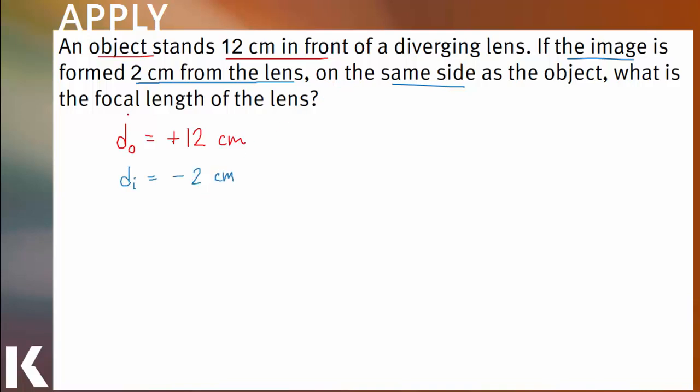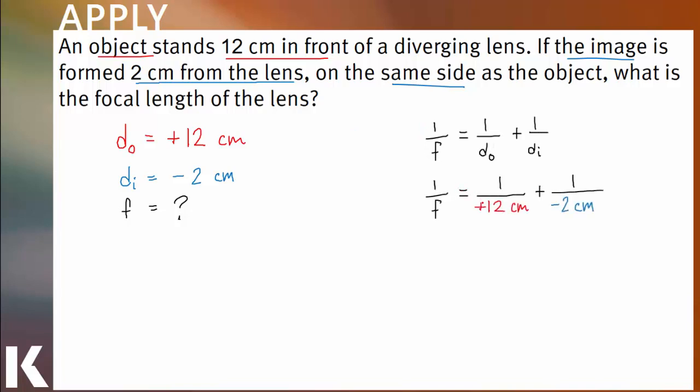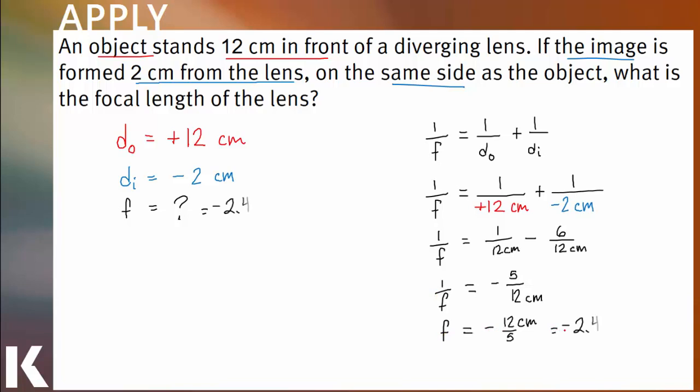Finally, we're looking for our focal length, so let's set that up as f equals question mark. Now, to solve this, we're going to need our thin lens equation. We're going to plug these terms in, and here we have 1 over 12 minus 1 over 2. In other words, 1 over 12 minus 6 over 12, because we got to find that common denominator. Once we work out the arithmetic, we're going to get 1 over f equals negative 5 over 12 centimeters. Now, we're not interested in 1 over f. We want the focal length. Thus, we just want f. We'll get the reciprocal, and the answer here is going to be negative 2.4 centimeters.